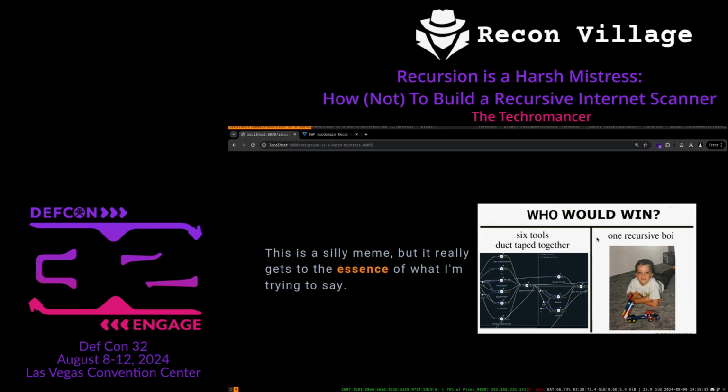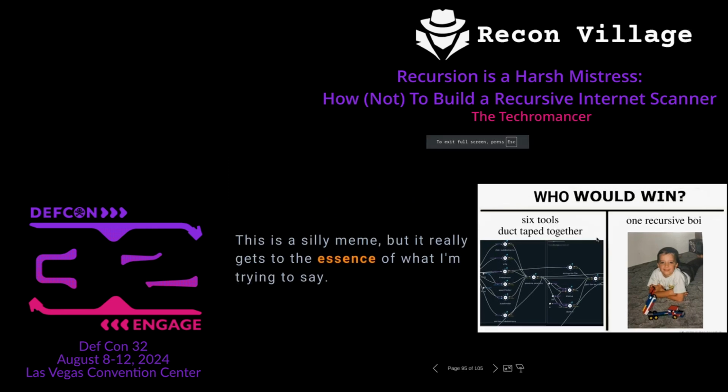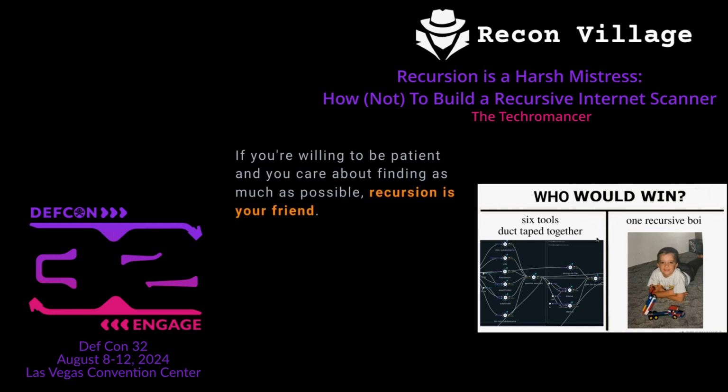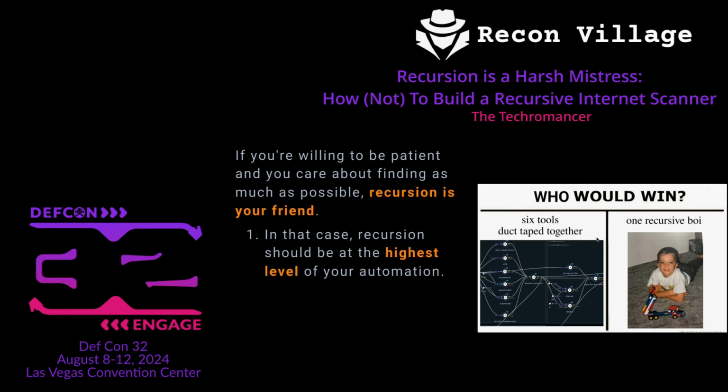Okay, so basically starting to wrap up here. This is kind of a silly meme, right? But it really gets to the essence of what I'm trying to say, which is that if you're willing to be patient and you care about finding as much as possible, recursion is your friend. And in that case, it's best if you can take that recursive algorithm and make it the highest level of your automation.